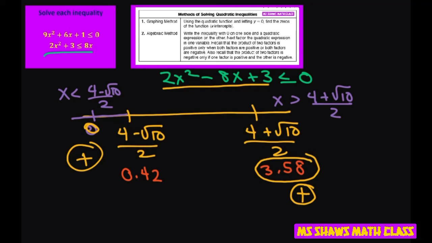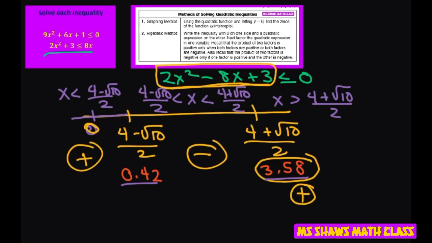However, if I plug a number in between these two numbers, say 1, so if x is in between 4 minus square root of 10 divided by 2 and 4 plus square root of 10 divided by 2, I can plug in 1. If I plug in 1 into this equation, I'm going to get a negative. And that's what I want. I want a negative, because x less than 0 means negative.